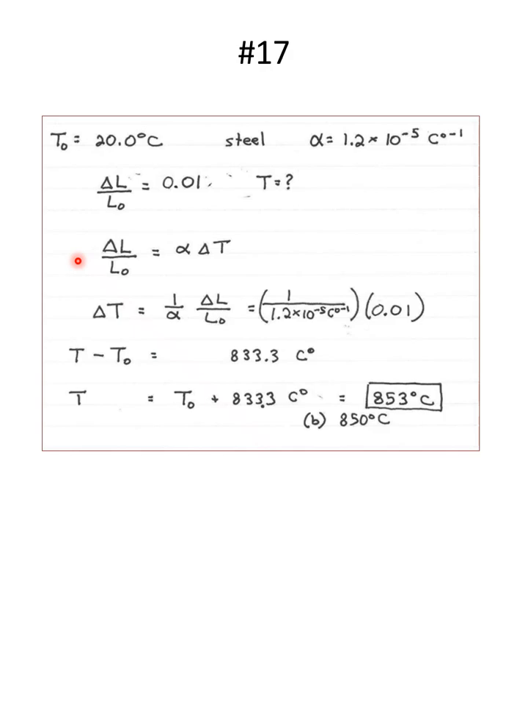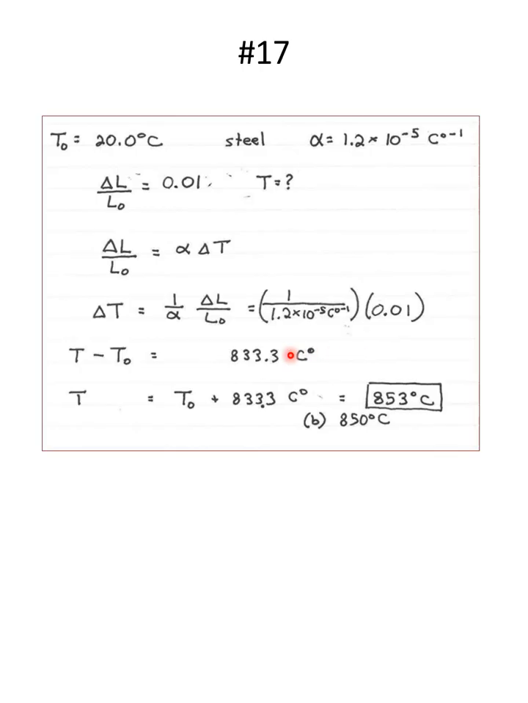And let's solve this for delta T. So delta T is 1 over alpha times the fraction of length change. And so we'll do 1 over alpha times that 0.01. And what we get, when we plug in the numbers, is delta T is 833.3 Celsius degrees.